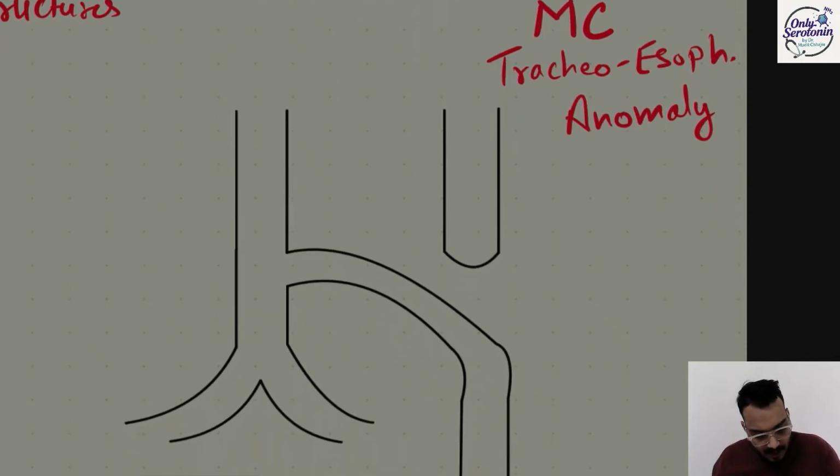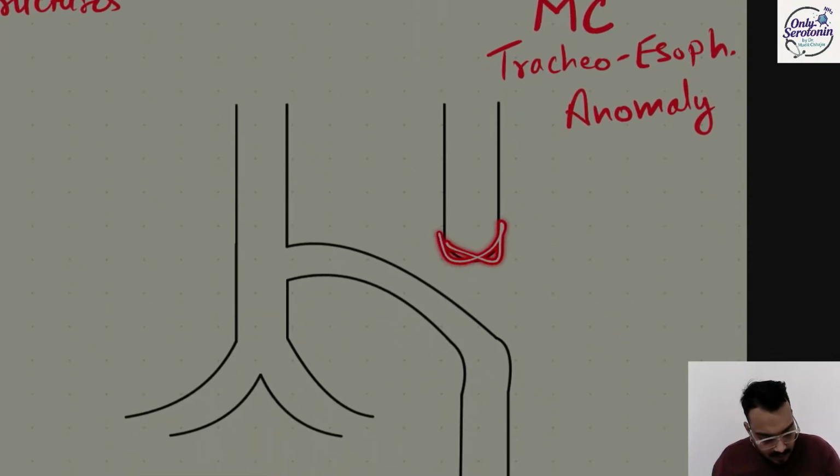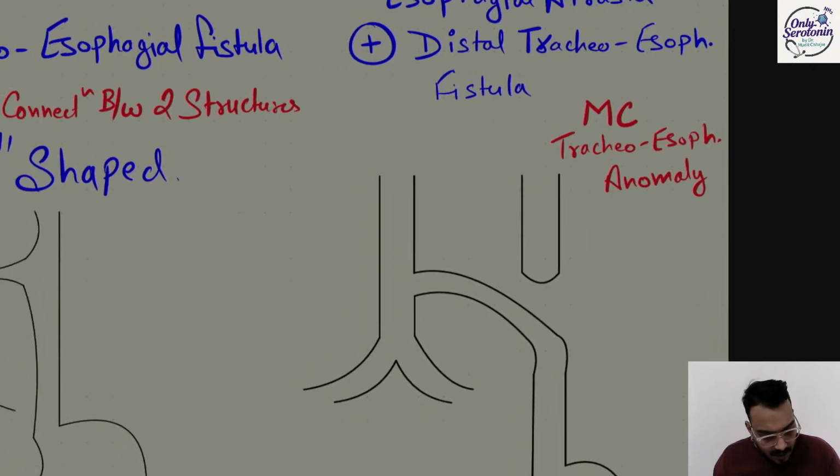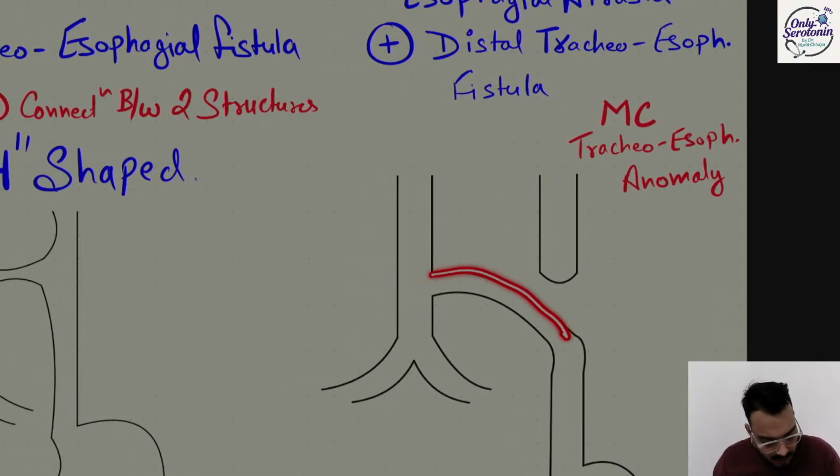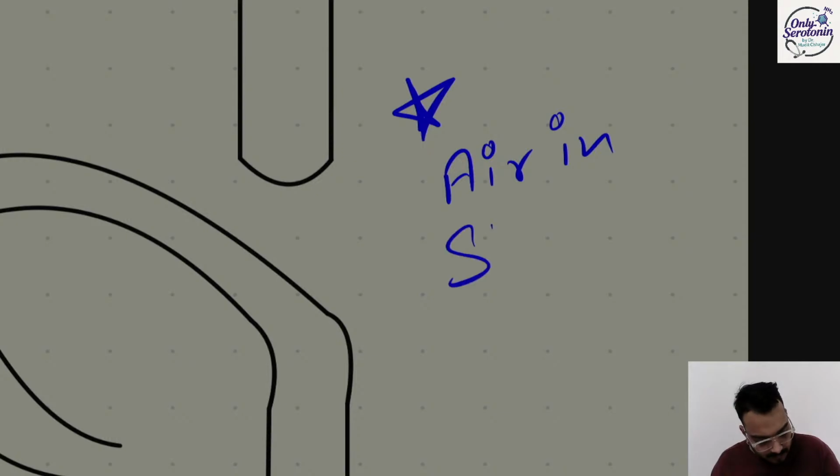What we are having here? We are having atresia of esophagus and distal tracheoesophageal fistula. If you examine this kind of patient, a baby, this baby will have air in stomach, right?